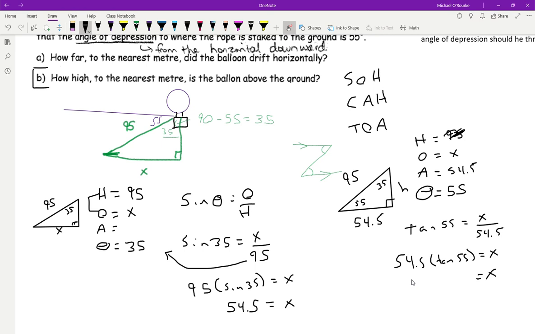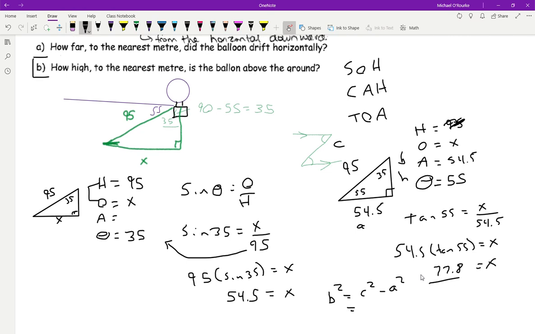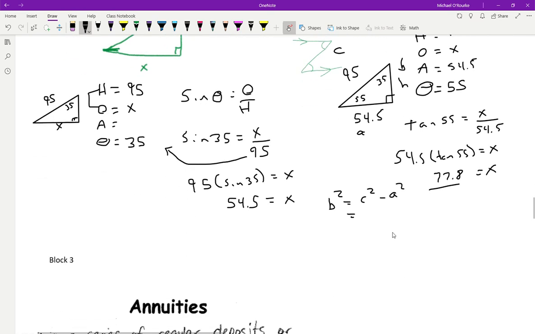Now there's another way to do this that is not trigonometry. Can someone tell me what it is? Pythagorean theorem. Correct. You could do Pythagorean theorem here, where this is C, this is A, and this is B. You could go B squared equals C squared minus A squared. And you could work through that as well. You'll get the same answer. It's just another way to look at it.